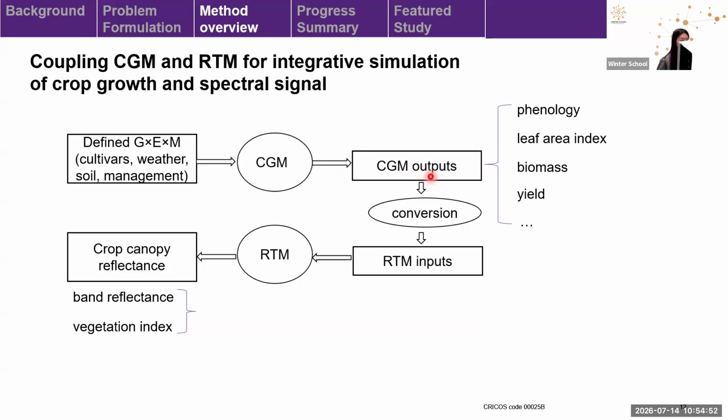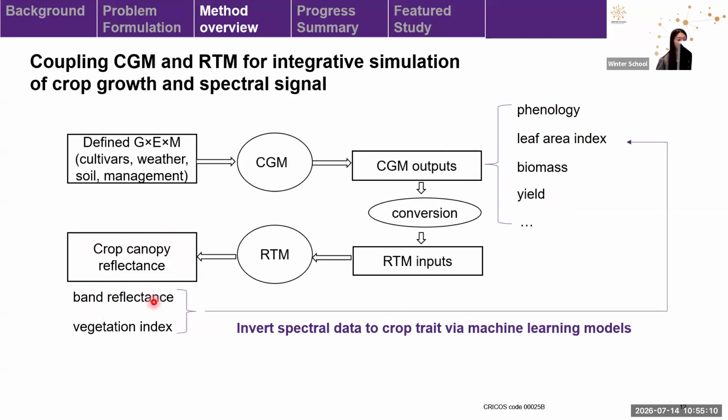The crop growth model output usually includes the phenology, leaf area index, biomass, yield, and the canopy reflectance, as I mentioned before. We can convert them into the band reflectance and further calculate some vegetation indices. And then we can invert those spectral data to the crop traits via some machine learning models.